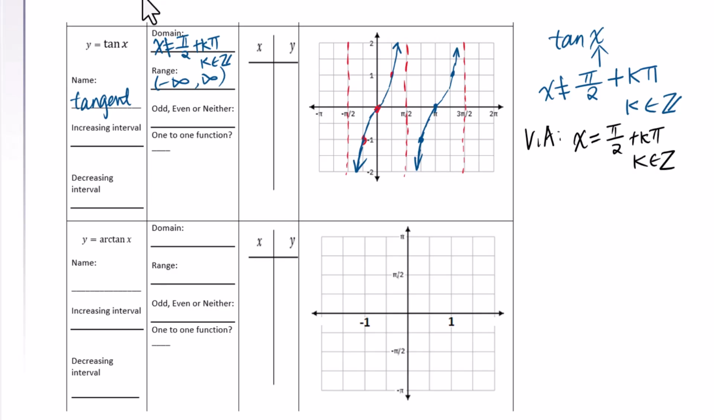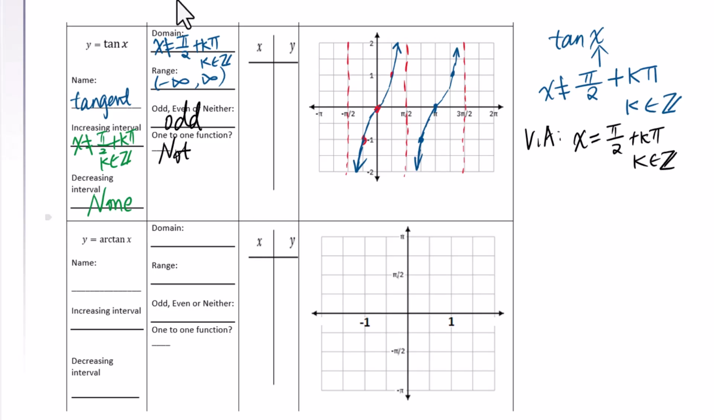k is all integers. It is an odd function because the graph is symmetric about the origin. It's not a one-to-one function because it doesn't pass the horizontal line test. From left to right, the graph is increasing. For the increasing interval, x is not equal to pi over 2 plus k pi, where k is all integers. No decreasing interval.